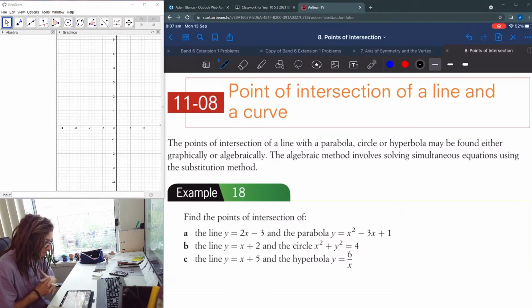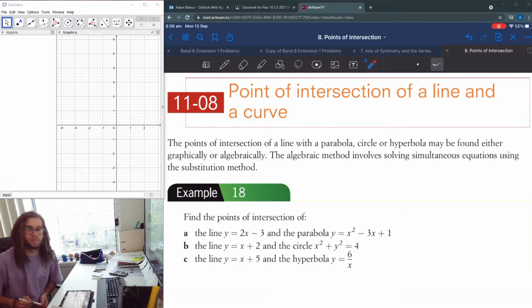Alright, this is going to be the very last lesson of the topic, so that's a little bit exciting. I did say I was going to post a summary of the parabola, and I'll do that next lesson. But for now, this is the last content lesson, and it's something we've already done before.